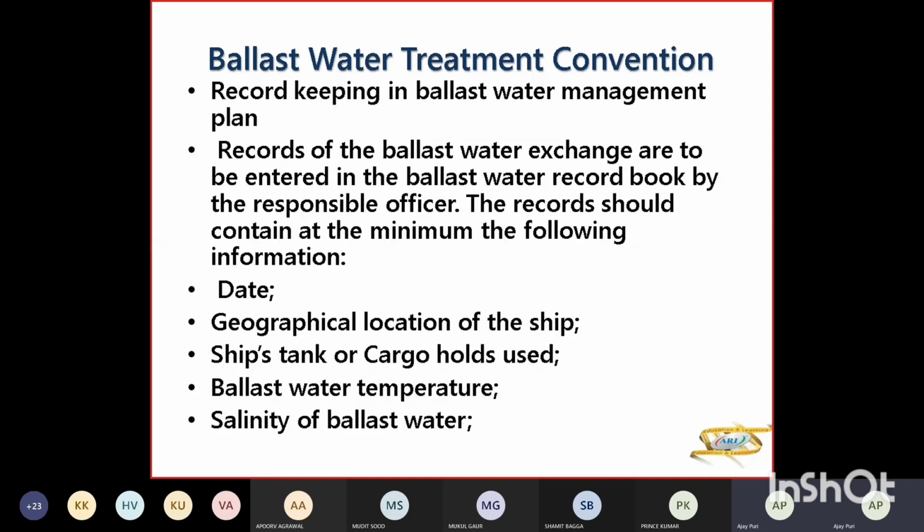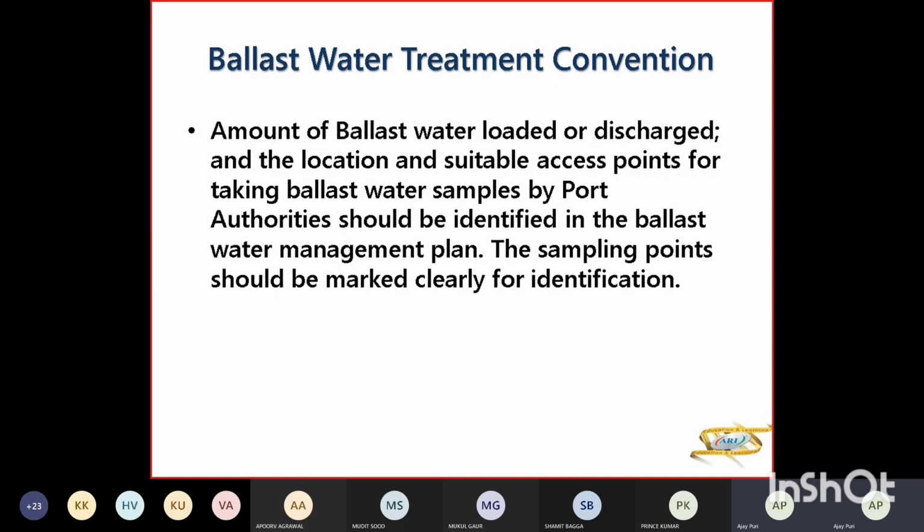Then what is the record keeping in the ballast water management plan? So they have to be entered in the ballast water record book by the responsible officer. That is the date, geographical location, ship's tank or cargo holds, ballast water temperature, salinity of ballast water, salt content, amount of ballast water loaded or discharged, location and suitable access points for taking ballast water samples by port authorities. That should be identified in the ballast water management plan. Plus, your sampling point should be clearly marked for identification.